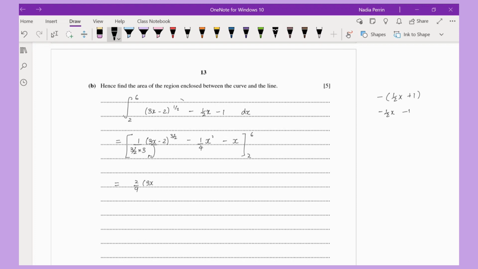And then we still have all of that, minus a quarter x squared minus x, and that's all going to be done between 6 and 2. So to work that out, you're just going to substitute 6 in. So we're going to get 16 in here. It's going to put 1.5, it's easier. 6 squared is 36. And then we're going to do the same thing, but substitute 2 in. 6 minus 2 is 4. 2 squared is 4. And a quarter times 4 is 1, and then minus 2. And we chuck that all in our calculator, and we will get 1.